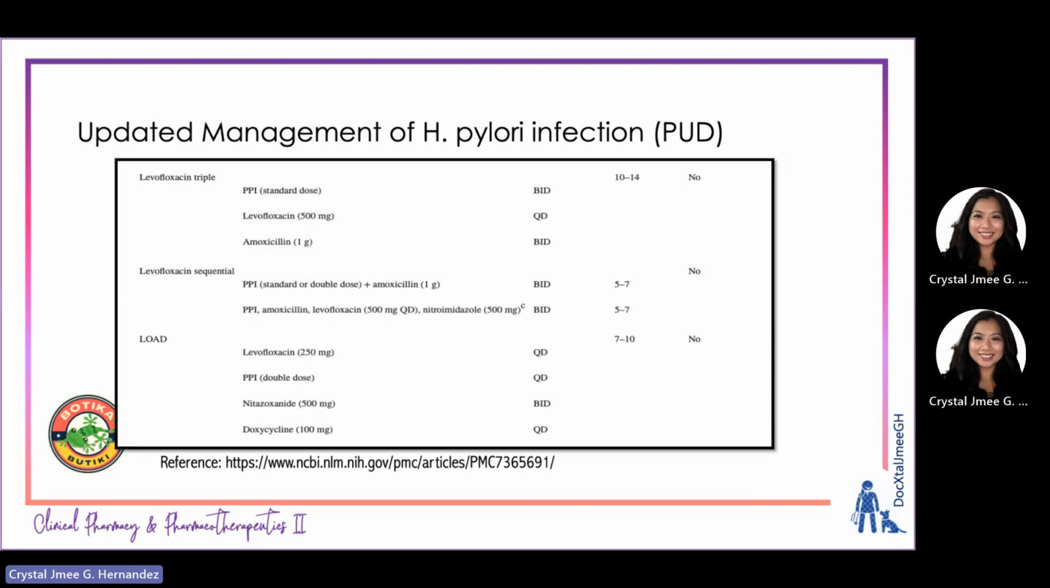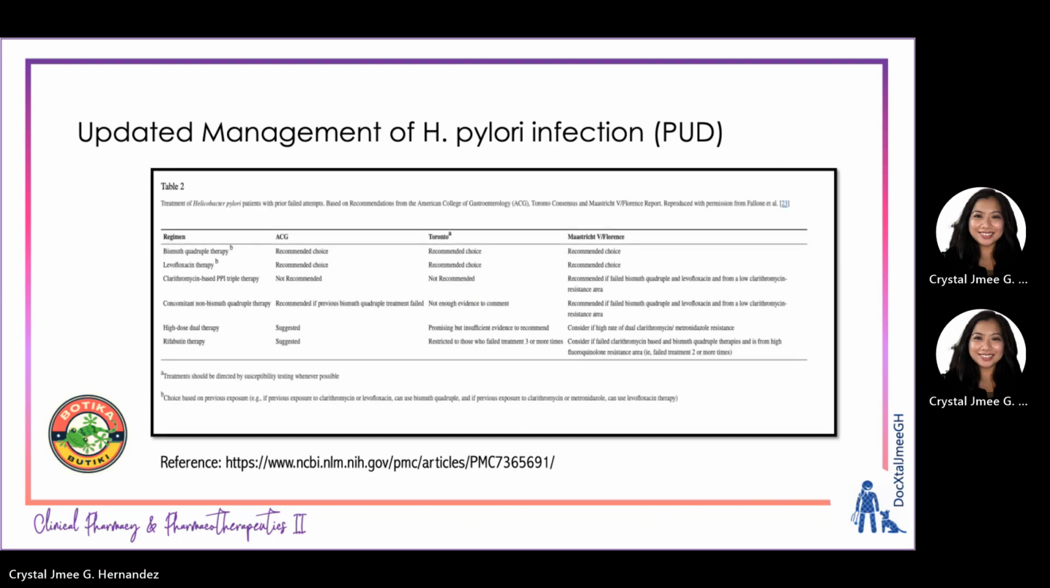We also have the levofloxacin triple, the levofloxacin sequential, and the LOAD. LOAD means levofloxacin, O is for the PPI, representing omeprazole, nitazoxanide for the A, and doxycycline for the D. So this is the recommended treatment of Helicobacter patients with prior failed attempts.